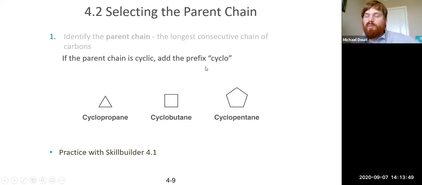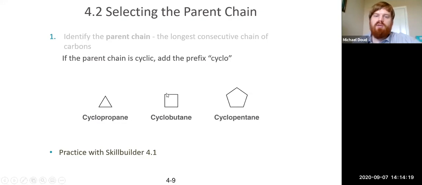Okay, now one more thing. It is possible that you could have a ring of carbon atoms where the first is bonded to the last. So for example, here we have a 3-carbon chain, 1, 2, 3, where the 3rd carbon is bonded to the 1st carbon. That's a ring, right? So if it is cyclic in this way, what you're going to do is add the prefix cyclo in front of the parent name. So here we have 1, 2, 3, propane, and it's cyclic, so it becomes cyclopropane.